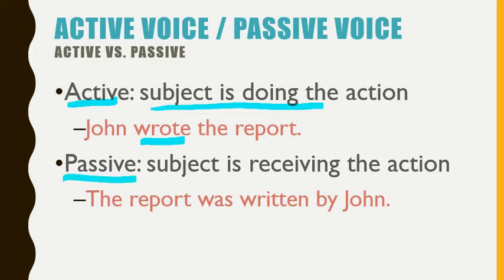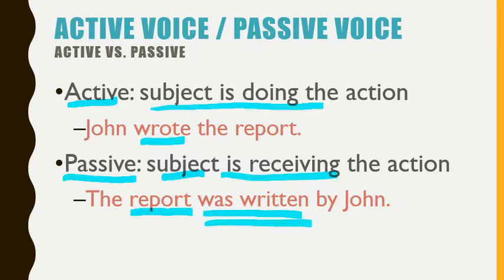In a passive sentence, the subject of the sentence, grammatical subject, is receiving the action. So what you have is you begin with the report as the subject of the sentence. It's the same sentence kind of reversed in order. And then you would say the report was written by John. Okay? So the meaning is exactly the same. John wrote the report, or the report was written by John. One is called active and one is called passive.